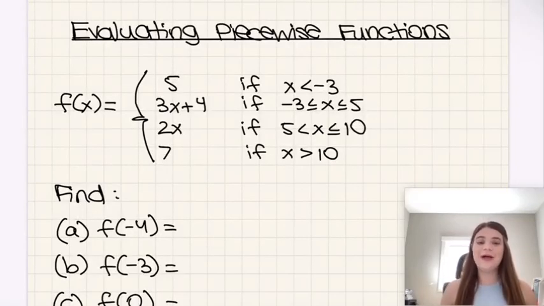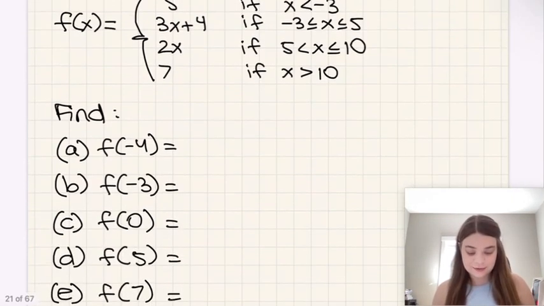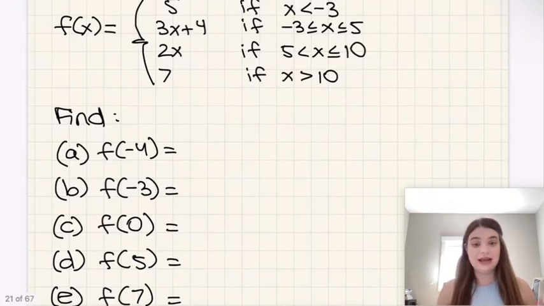Hello, everyone. Welcome back. Today, we're going to talk about how to evaluate piecewise functions. So first, let's just get to understand what this piecewise function is telling us. It tells us that f of x is equal to 5 if x is less than negative 3.